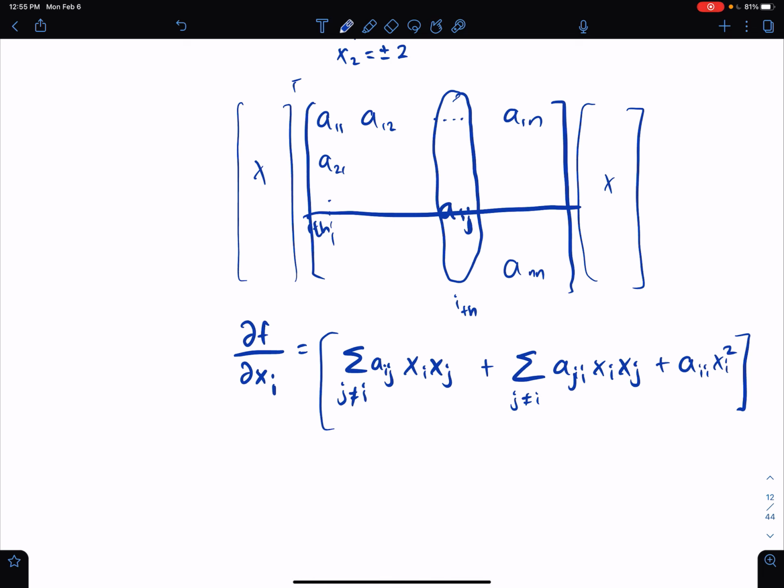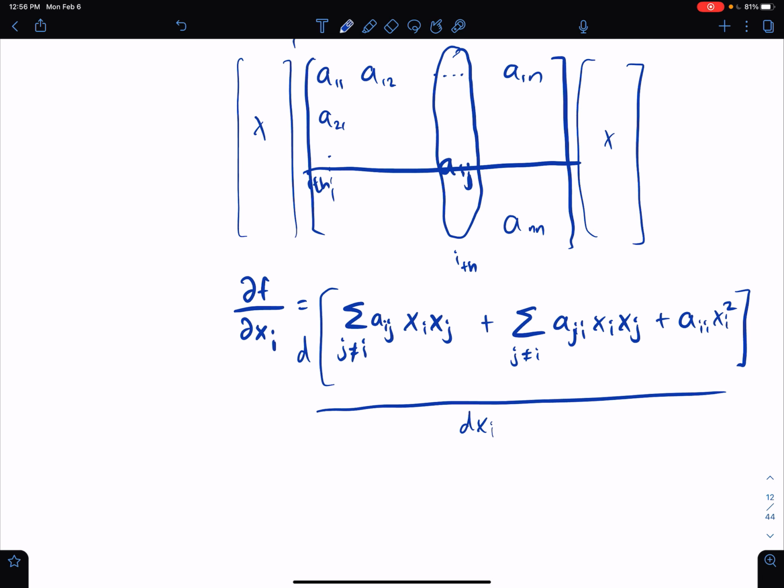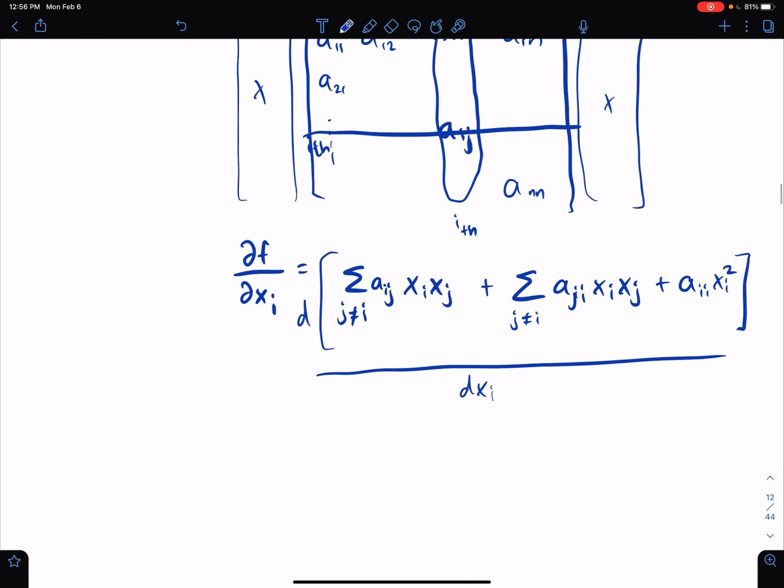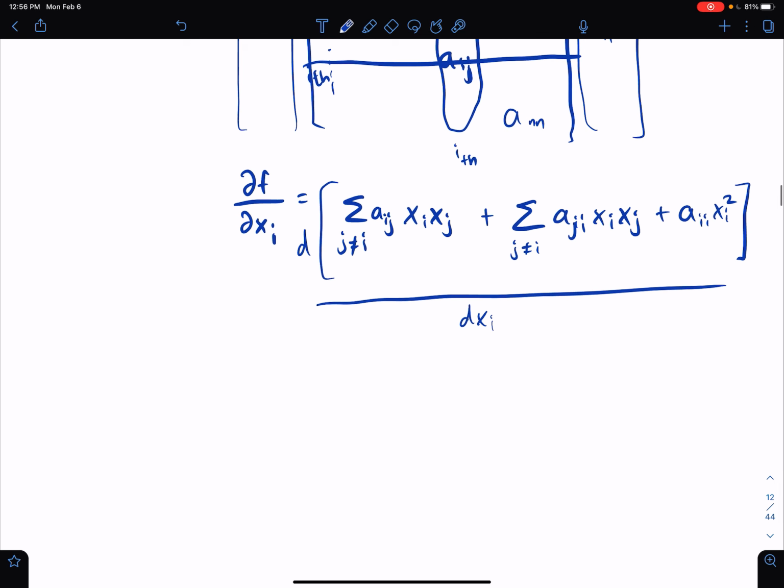So we want the derivative of this with respect to xi. And if you simplify this expression, you'll eventually arrive at this whole thing collapsing down into 2Ax in the case where it's symmetric, or A plus A transpose x if it's not symmetric.